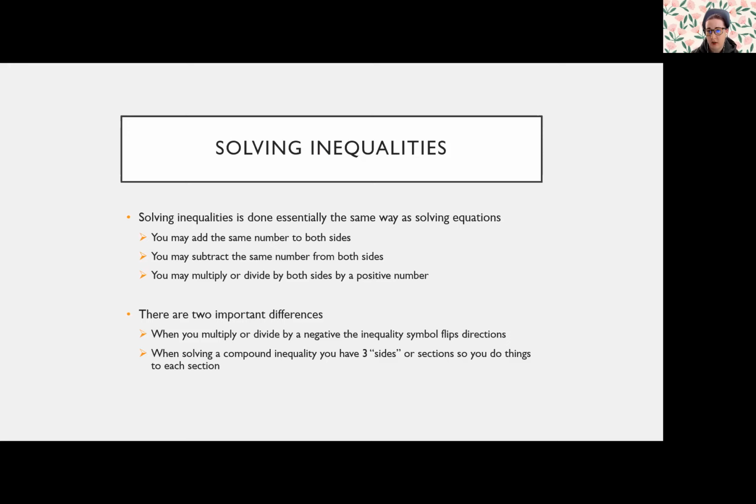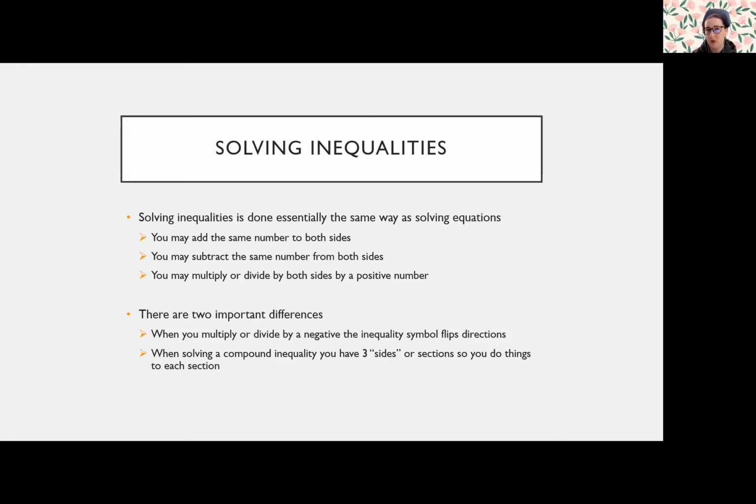So when we're solving inequalities, we're using the same rules as when you're solving anything for x. You can add on both sides, you can subtract on both sides, you can multiply on both sides, and you can divide on both sides. So same rules. There are just 2 extra things you have to think about. First, if you're multiplying or dividing by a negative, the inequality flips direction. So it changes from like a less than to a greater than. It just kind of takes a mirror image.